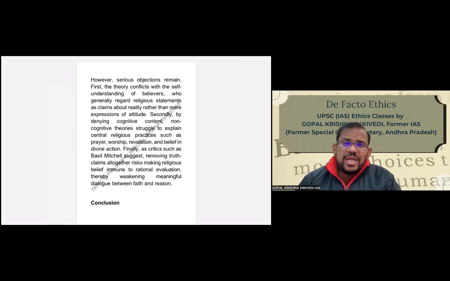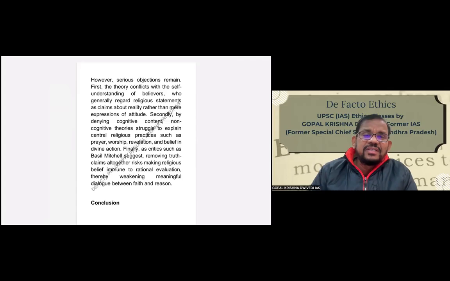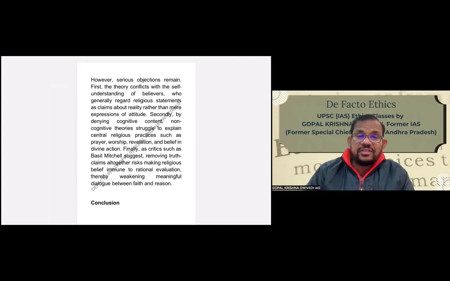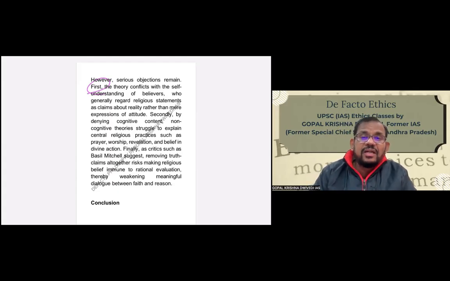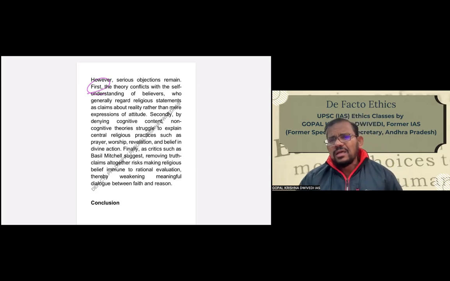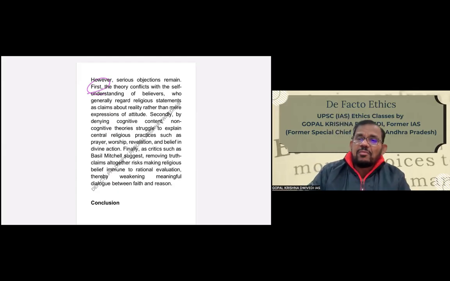First, the theory conflicts with the self-understanding of believers, who generally regard religious statements as claims about reality rather than mere expressions of attitude. This is an important point, because this downgrades religious language, particularly for a strong believer, because any believer believes that whatever religious statements are, they are describing some reality, God, or some other concepts which are, even though not verifiable, quite important. Now, this non-cognitive view says, no, it's not about metaphysical truths.